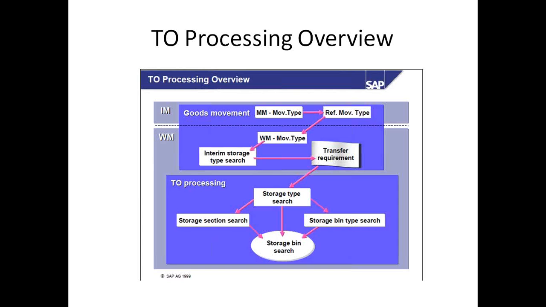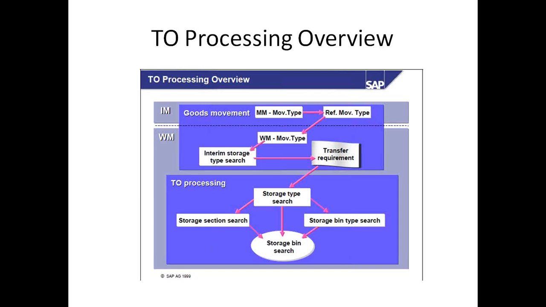So what they do is, the system first takes the 101 movement type. Have we assigned any reference movement type to that movement type? Then the system will search for that. Okay, the system has found some 101 reference movement type, and again it will search: for that 101 reference movement type, is any W movement type assigned? If it is assigned, then it will search for that W, and then it will search for an interim storage type.